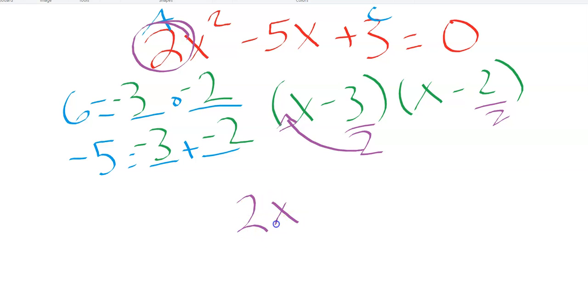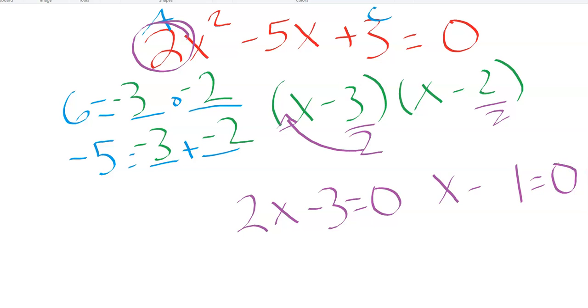And just like before, I'm going to set both of these factors equal to 0. Now, negative 2 divided by 2, that reduces, so I would just reduce it. Alright, so same thing. Set both of these equal to 0. That's one of my factors. That's the other one. Set your factors equal to 0.